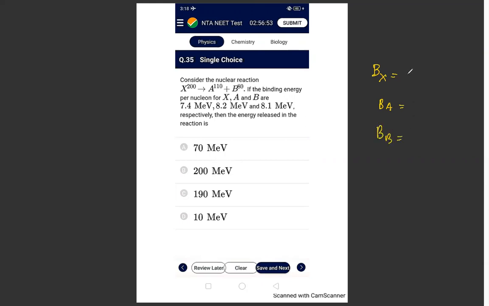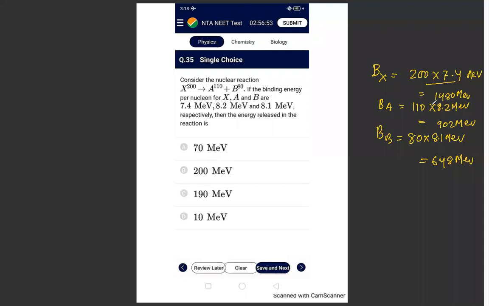Let's first find the binding energy of X, that is 200 into 7.4, because it is given per nucleon, so 200 into 7.4 MeV. Similarly, this one is coming as 110 into 8.2 MeV, and the binding energy of B is 80 into 8.1 MeV, so this is coming as 648. 110 into 8.2 is 902 MeV, and 200 into 7.4 is 1480 MeV.